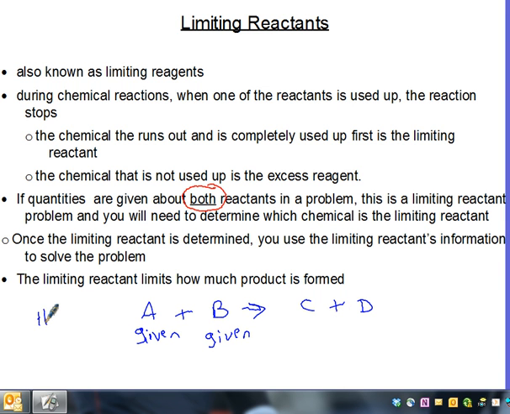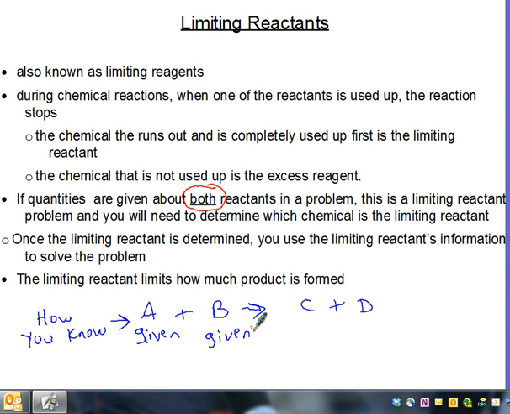We need to first determine what the limiting reactant is. Once we do that, we'll be able to use the limiting reactant, just like we have in regular stoichiometry problems, to solve for the amount of product that is produced.